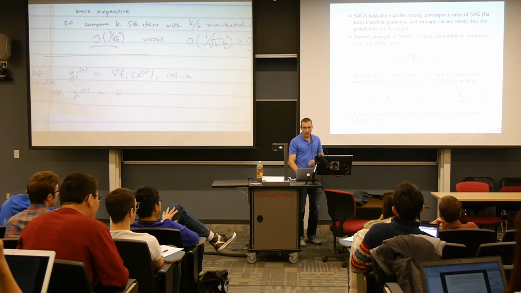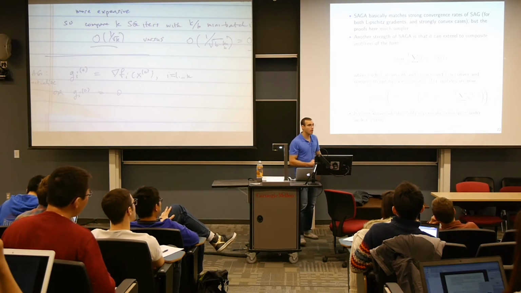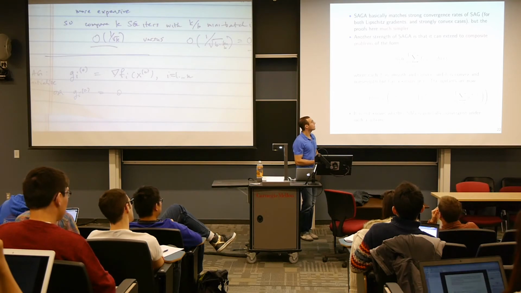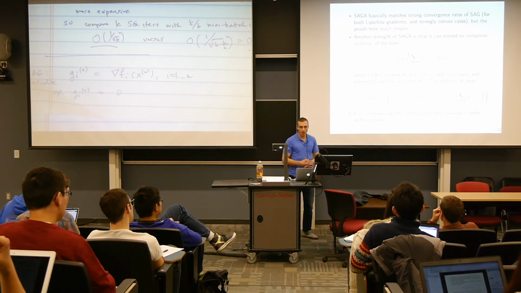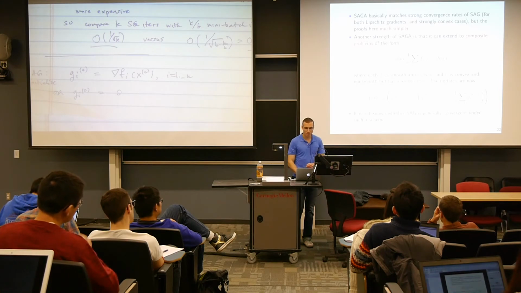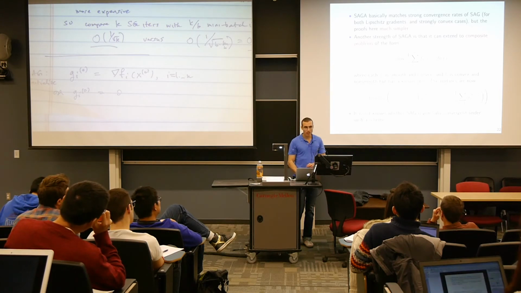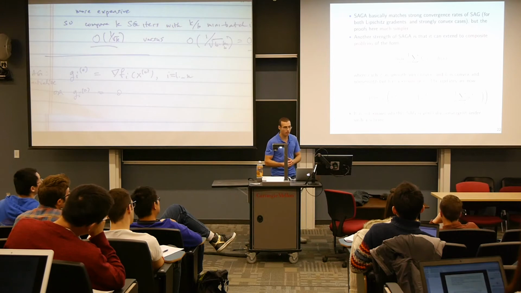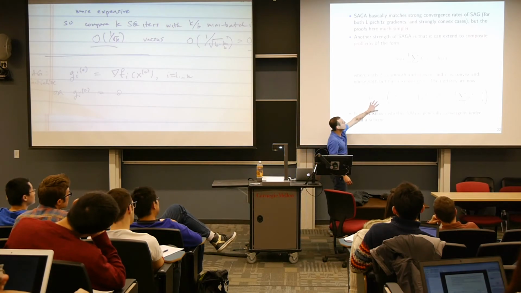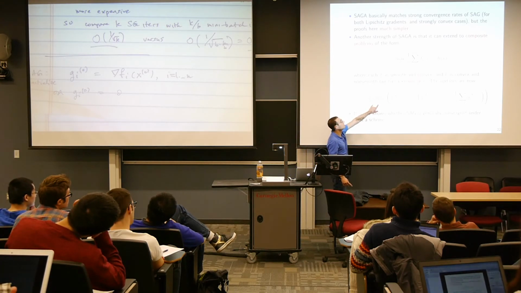Another strength of SAGA is that you can extend it to composite problems. So if you're thinking about applying proximal gradient descent to a problem of this form, then you can just replace the smooth part by the SAGA estimate of the gradient and wrap the prox function around it that corresponds to the non-smooth part.